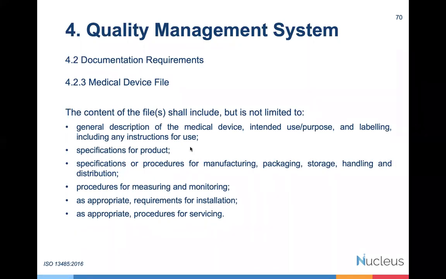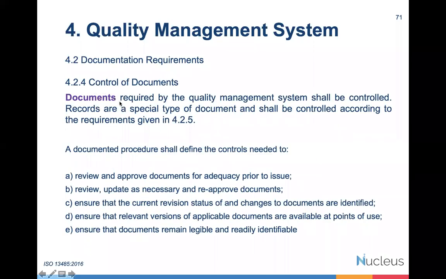So what is the intended use or purpose of the medical device? What is the description of the device? How to label it? What is the instruction for use? What is the specification? What are the acceptance criteria? What is the procedure for production, handling, storage, packaging? So these are all the mandatory requirements. You have to compile everything and call it the medical device file. So these are all the requirements in clause 4.